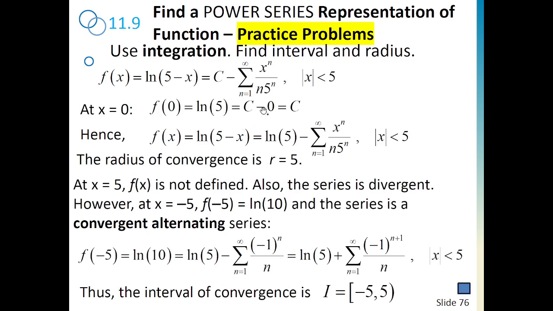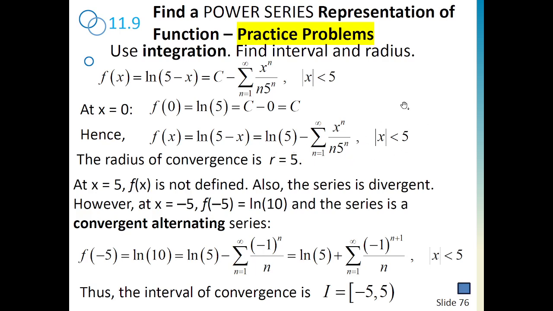So you see, if I plug in 0 everywhere, I'll have c here. And then when I plug in 0 here, I have 0 to power 1 plus 0 to power 2 plus 0 to power 3, right? Everything is 0, this is division by a number, so everything is 0. So this series is equal to 0. On the left side I have ln 5 minus 0, so ln 5 equals c minus 0. So in this case, c, the constant, is actually equal to ln 5.